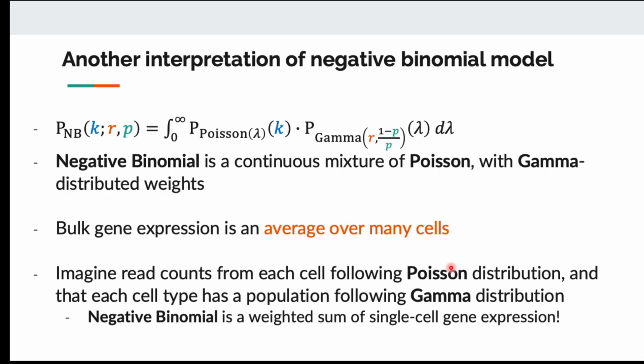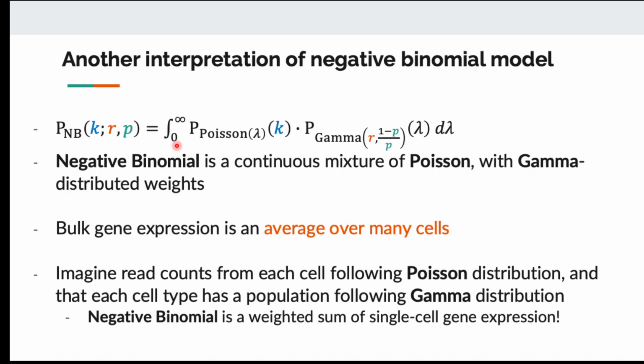So basically, with this interpretation of negative binomial, we can think of the bulk gene expression that we are seeing as the average of many cell types, and each cell type's gene expression, its read count, actually follows Poisson distribution. But because each cell type has a different fraction, we have to multiply the fraction to the read count to get the average. So this integration is the average of many cells in the sample. So if you think about this, then negative binomial makes some sense.